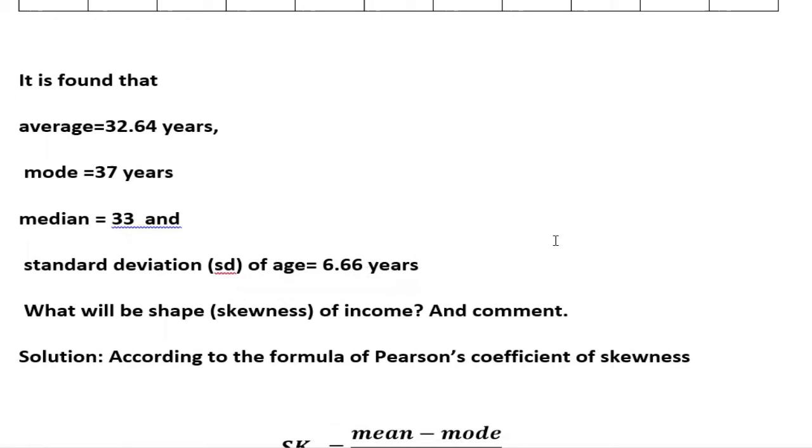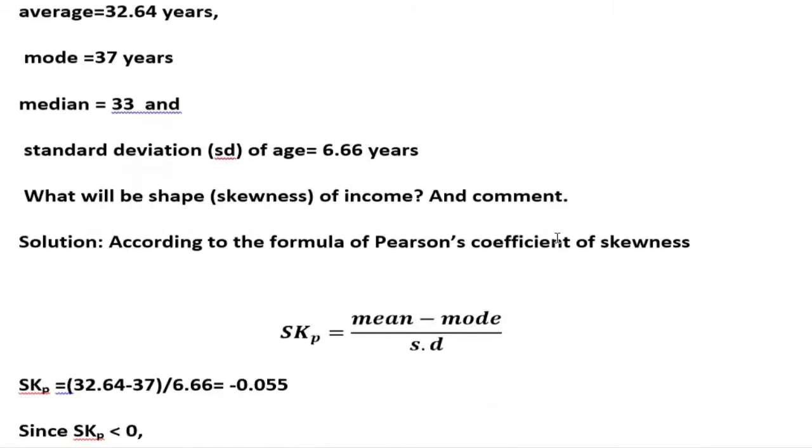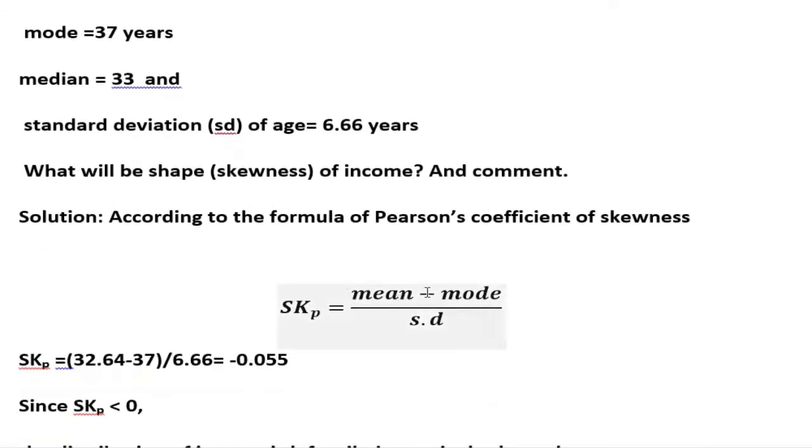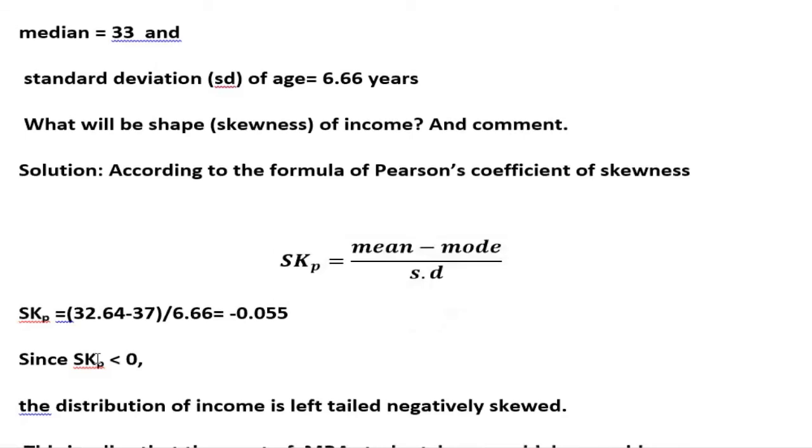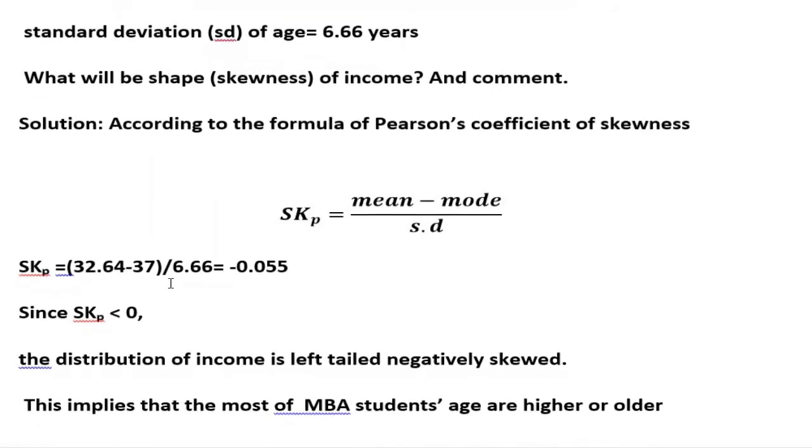You can use both forms of the Pearson coefficient of skewness. If you use the first one, mean minus mode divided by SD, put the values of mean minus mode and SD, easier. No need to multiply by 3. You will get minus 0.055, a negative value. And we know that when the SKP is a negative value, the distribution will be left tail, or negatively skewed.